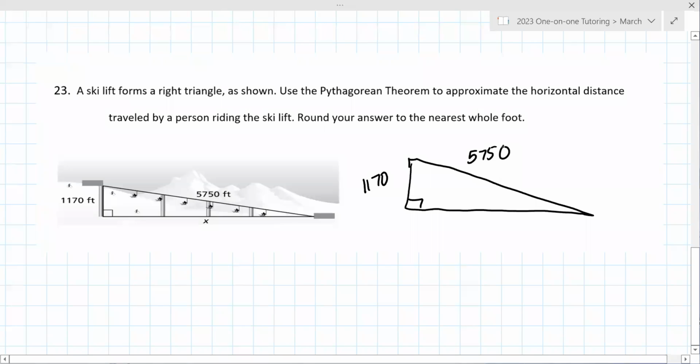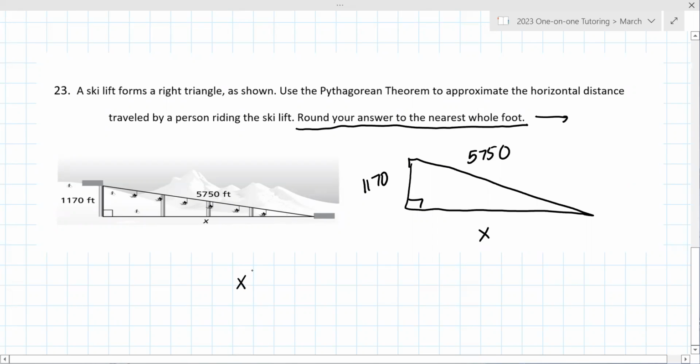Okay, so this one is asking for X. It's asking for one of the legs. You're still using Pythagorean theorem, a squared plus b squared equals c squared. Do you see there where it says round your answer to the nearest whole foot? That means that it doesn't work out nice. Meaning you're gonna have to use your calculator. It's not a nice number, okay?